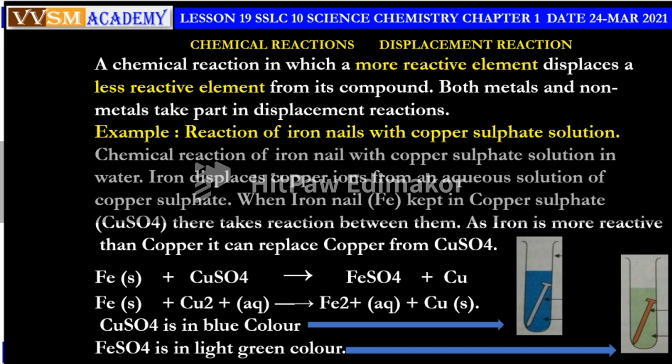When an iron nail is kept in copper sulfate solution, a reaction takes place between them. As iron is more reactive than copper, it can replace copper from copper sulfate solution. Iron is more reactive than copper. So iron is the more reactive metal and copper is the less reactive metal, and its compounds also. Therefore, iron solid reacts with copper sulfate solution, gives iron sulfate and copper. That means copper is displaced.